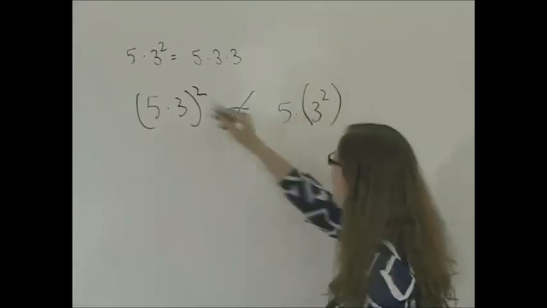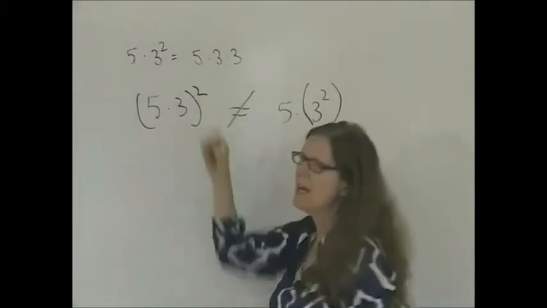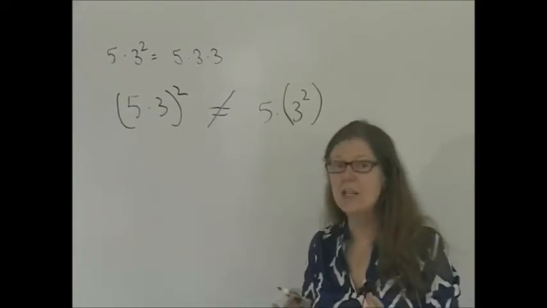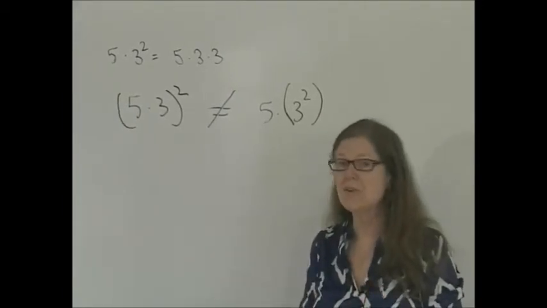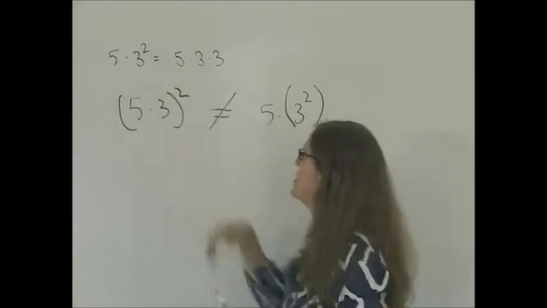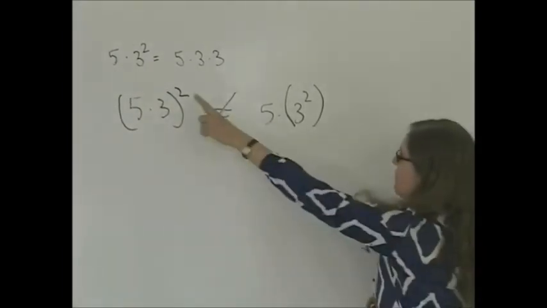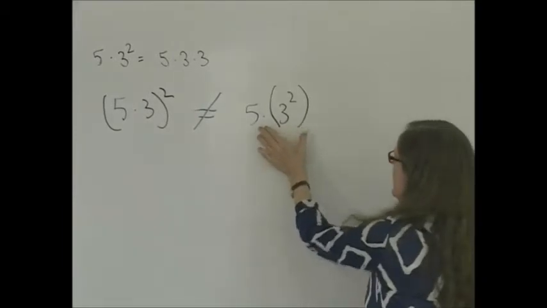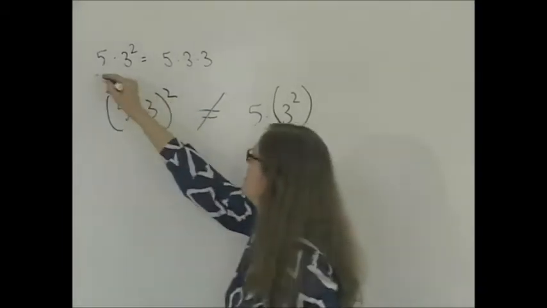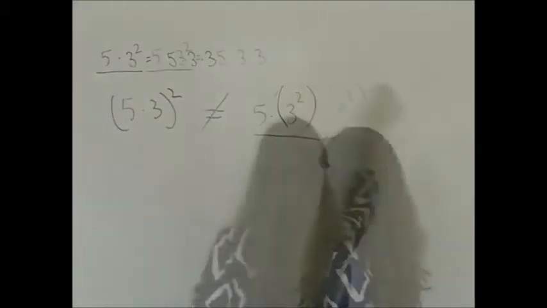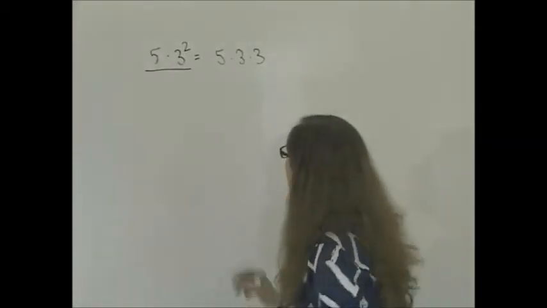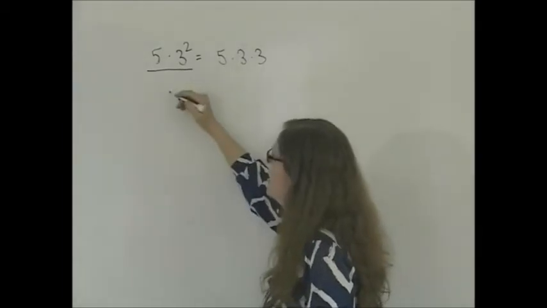because when we write a number like this, it's understood, unless there are parentheses telling you to do it differently, that only the 3 is raised to the second power. So this is 5 times 3 to the second power. This is the same thing as this.